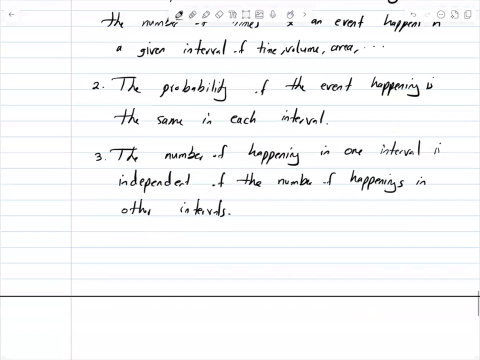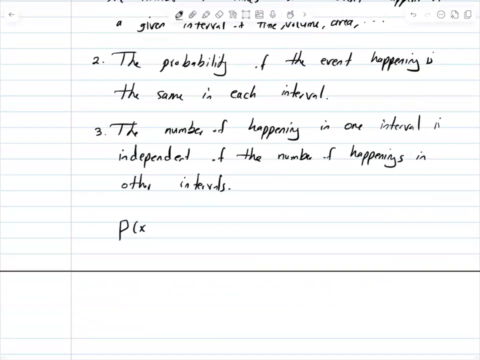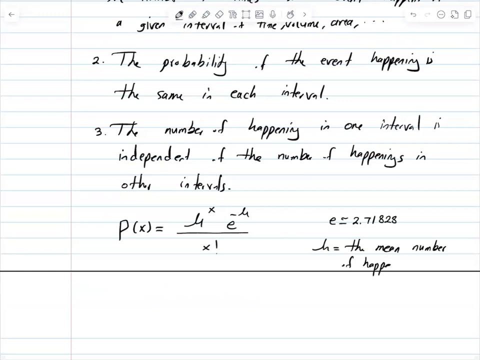Now the probability is defined as P of x equals mu to power x times e to power negative mu, divided by x factorial. As you remember, e, the Napier number, is approximately 2.718 and so on. Mu is the mean number of happenings per interval unit. Mu is the mean number of happenings in one interval.